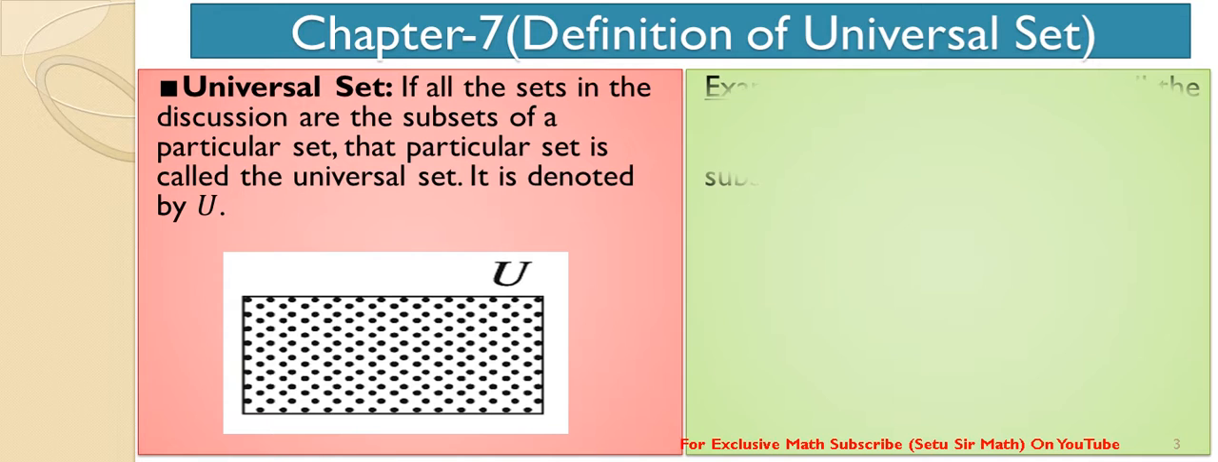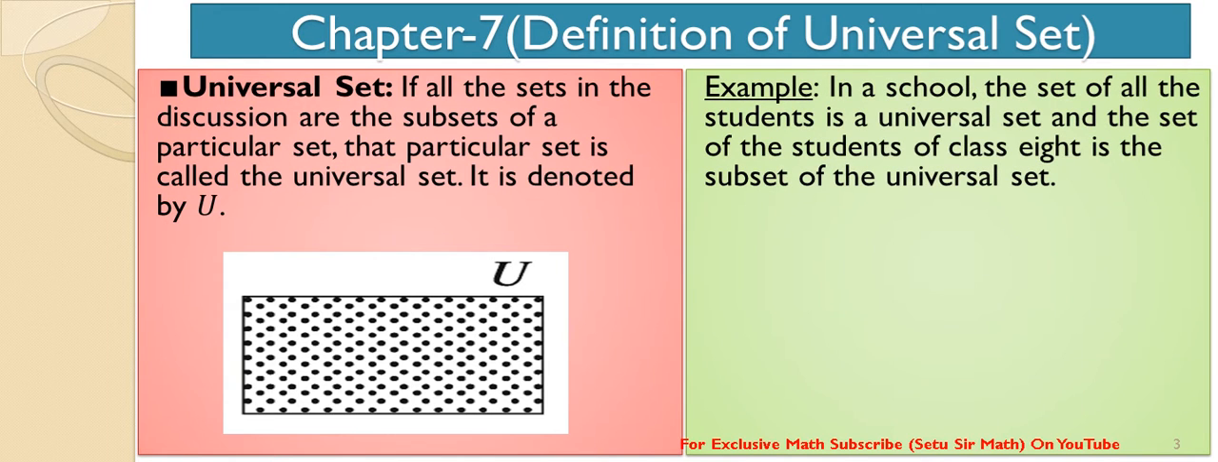If you follow an example, you can see in a school the set of all the students is a universal set. That means all the students of your school form a universal set, and the set of the students of class 8 is a subset of the universal set.